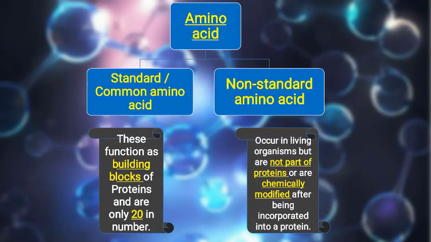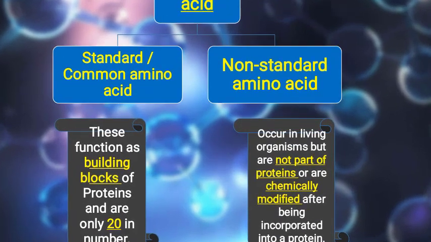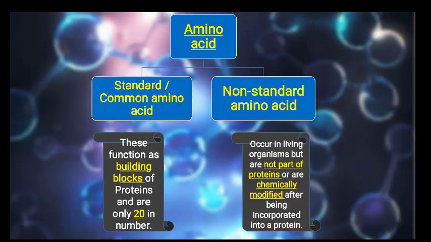Now there are two types of amino acids, the standard or common amino acids, which are the building blocks of proteins, and the non-standard or non-protein amino acids, which are not part of protein, or after becoming the part of protein, they are chemically modified.